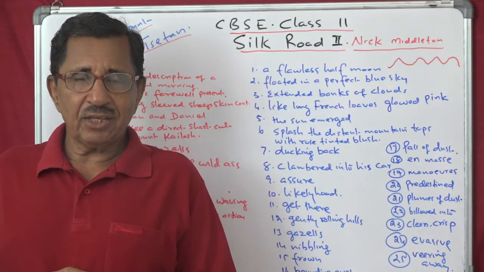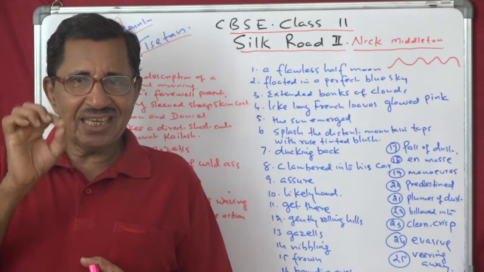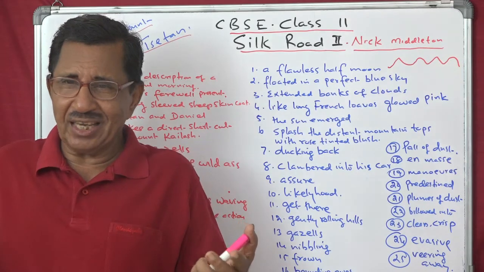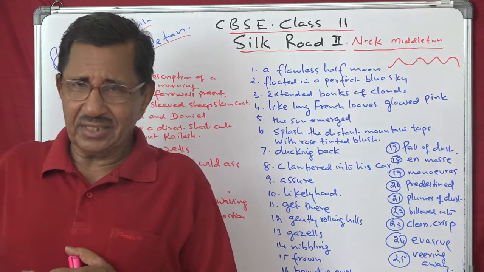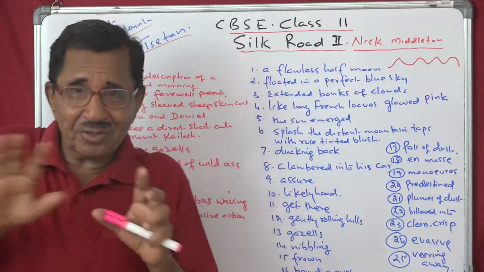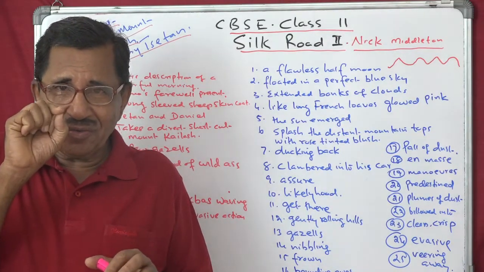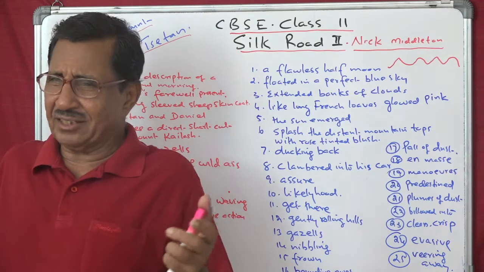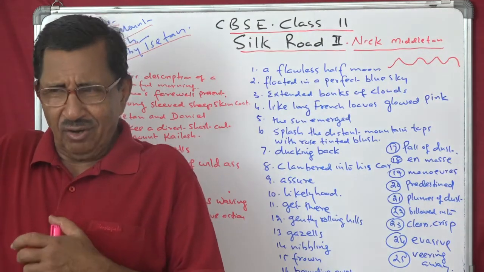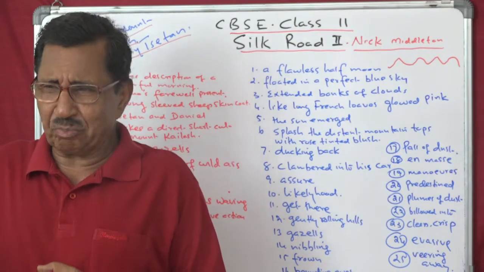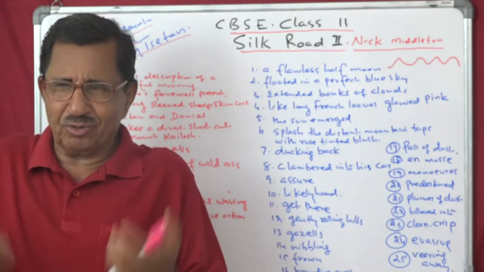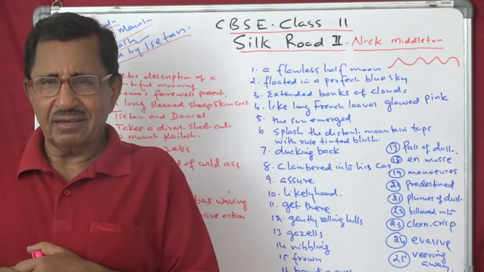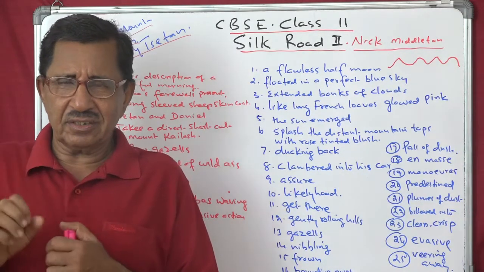Maximum questions that you can get from this is, as I told you, first the description. There you can see: flawless half moon floated in a perfect blue sky on the morning we said our goodbyes. You cannot change it. Better not to remove even one word from that sentence. The whole passage should be learned by heart. Extended banks of clouds like long flying gloves glowed pink as the sun emerged to splash the distant mountain tops with a rose-tinted blush. Now that we were leaving Rawu, the Lama said like that. So those first two sentences must be learned by heart.